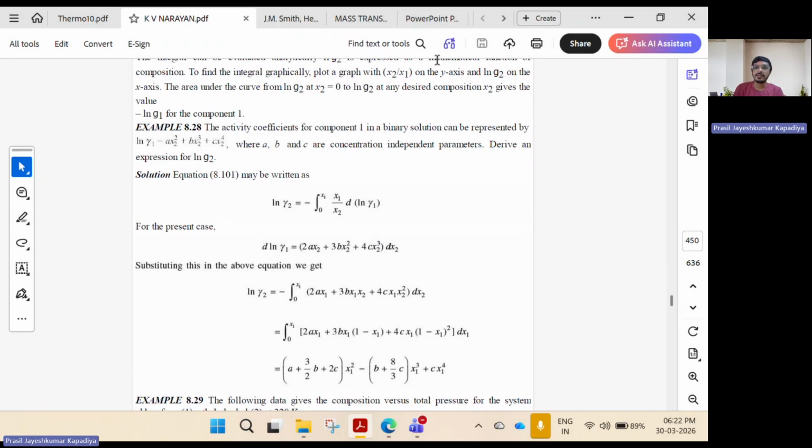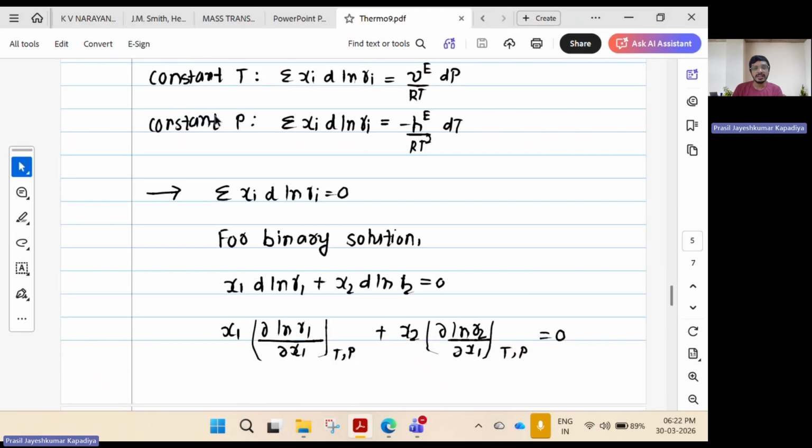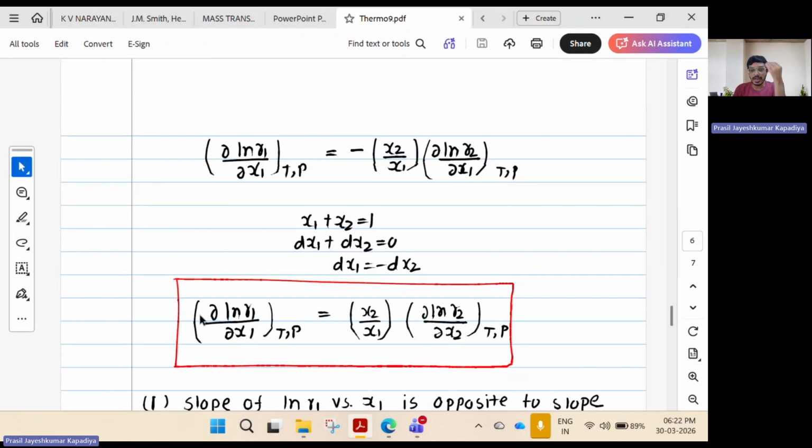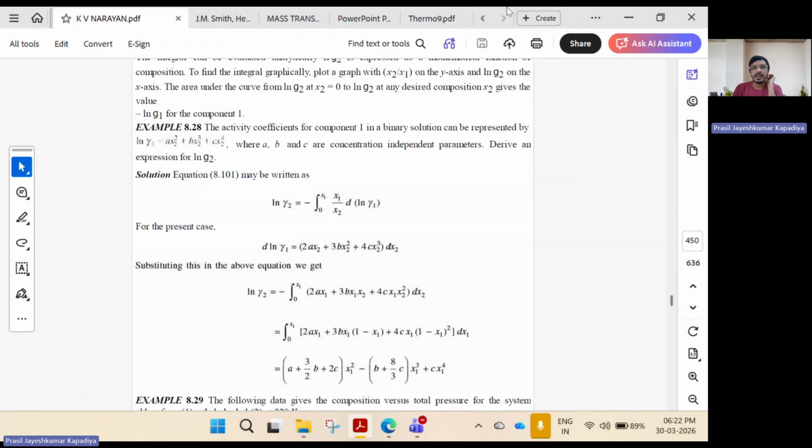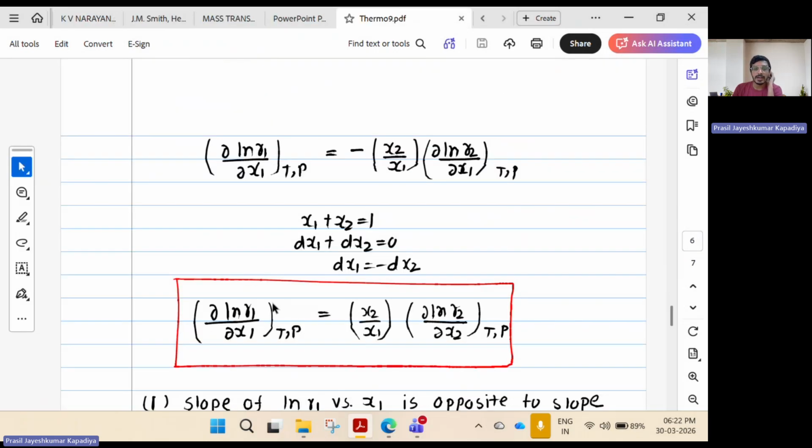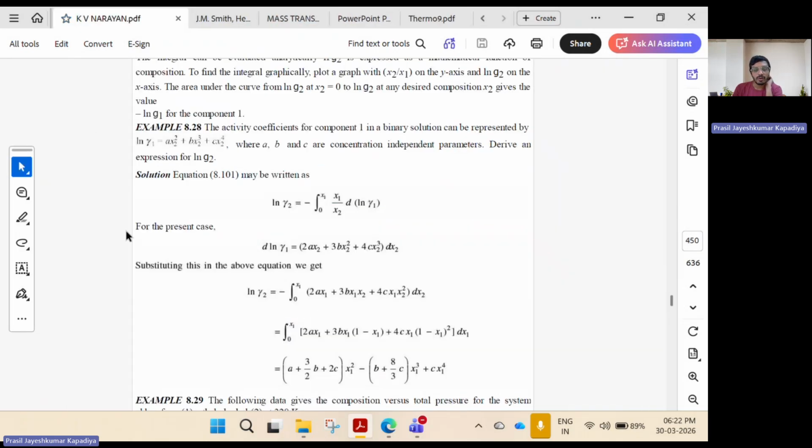In the last class, we derived this equation: x1 del ln gamma 1 by del x1 is equal to x2 del ln gamma 2 by del x2. So what do I need to do? First, I need to satisfy this equation, and I need to find out del ln gamma 1 by del x1. So we have ln gamma 2 is equal to minus the integral from 0 to 1 of x1 by x2 d ln gamma 1.